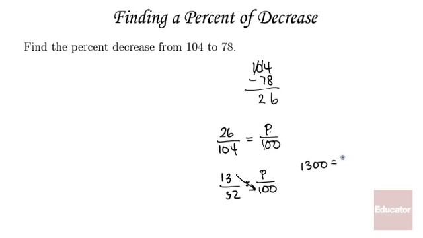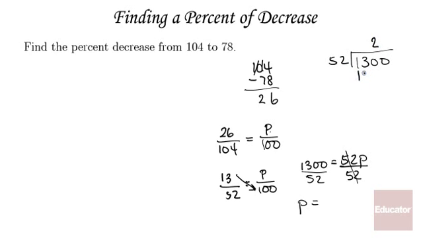1300 equals 52p. And I can divide by 52. P equals, let's do our division up here. It's about 50. So in 130 we could have 2. That would give us 104. 10 minus 4 is 6. I borrowed 2 and 0.